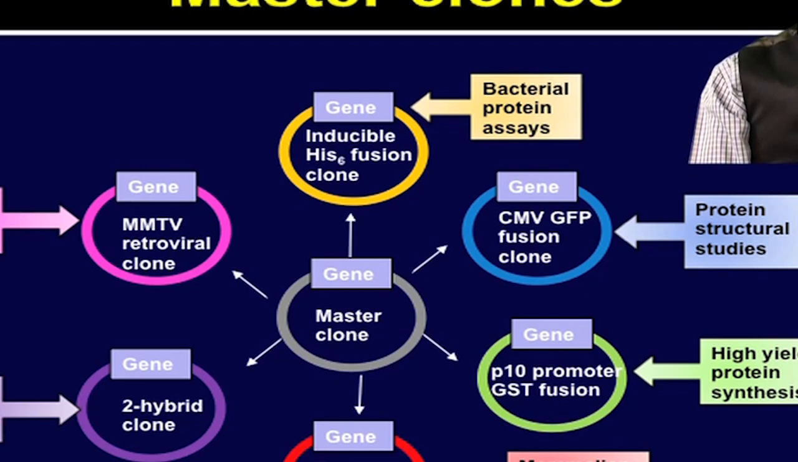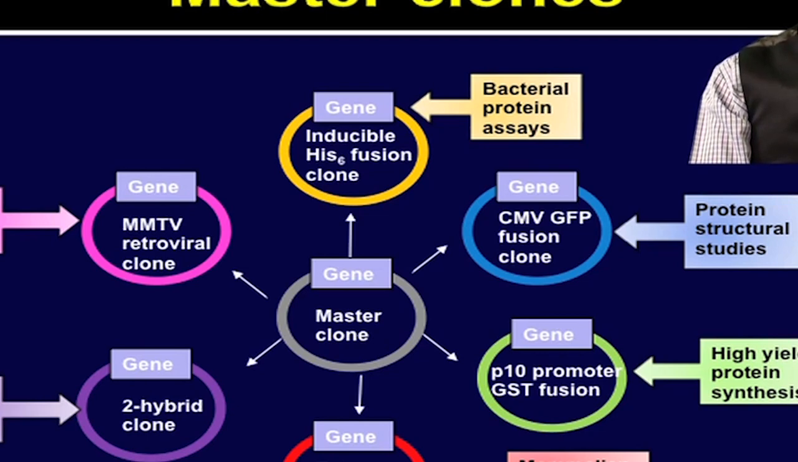If you want to know where a protein is located in the cell, then a P10 promoter GST fusion clone results in a good protein yield. If protein synthesis is your requirement, you would like to transfer your gene of interest into this vector. Now, tetracycline inducible clones are a mammalian protein expression system that can turn the protein on and off in the mammalian cells.